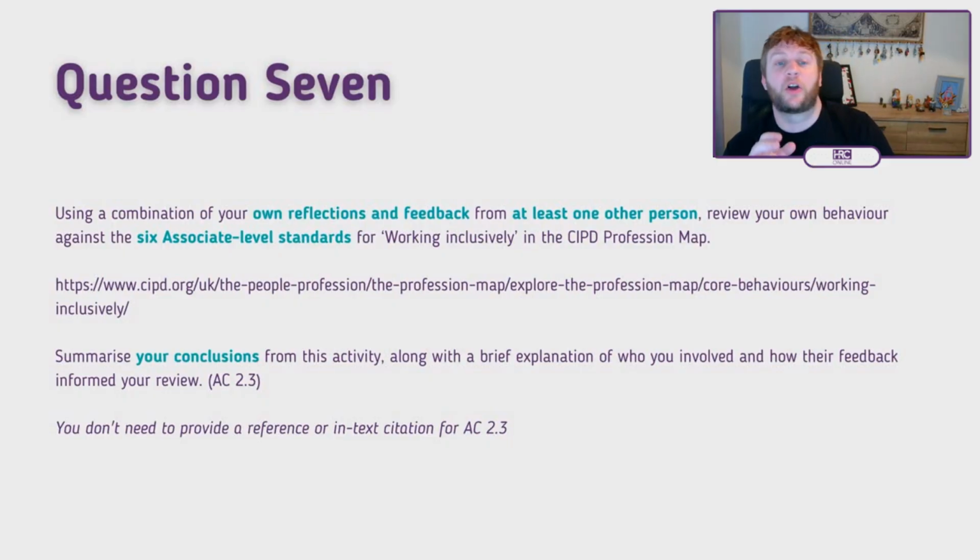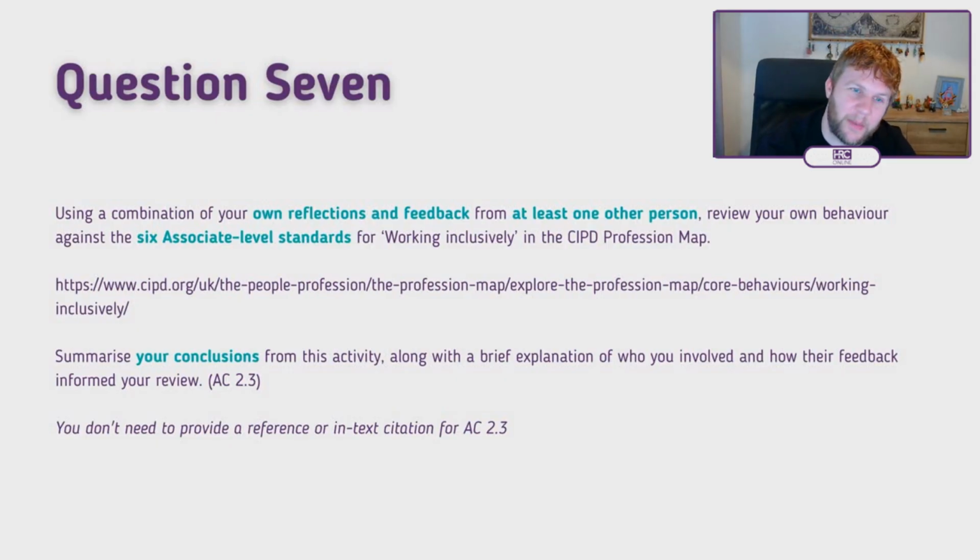Okay, so using a combination of your own reflections and feedback, so what you think about yourself, and feedback from one other person reviewing your behavior against the 6 associate level standards, which is working inclusively in the CIPD profession map. There is a URL here. Please don't type this in section for section, just put CIPD profession map 6 associate level standards within Google. It'll take you to the page. Summarize your conclusions from this activity along with a brief explanation of who you involved and how their feedback informed your review. You do not need to provide a reference or an in-text citation for 2.3.